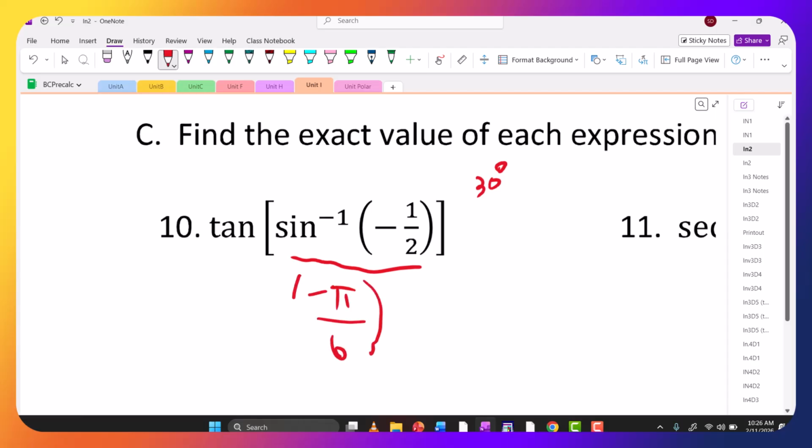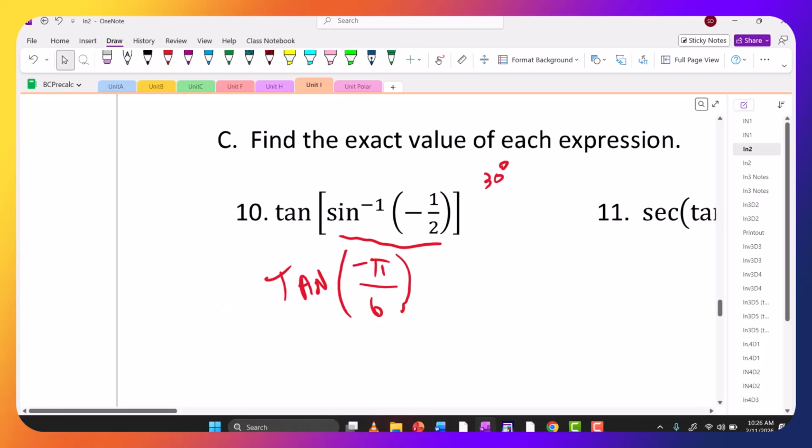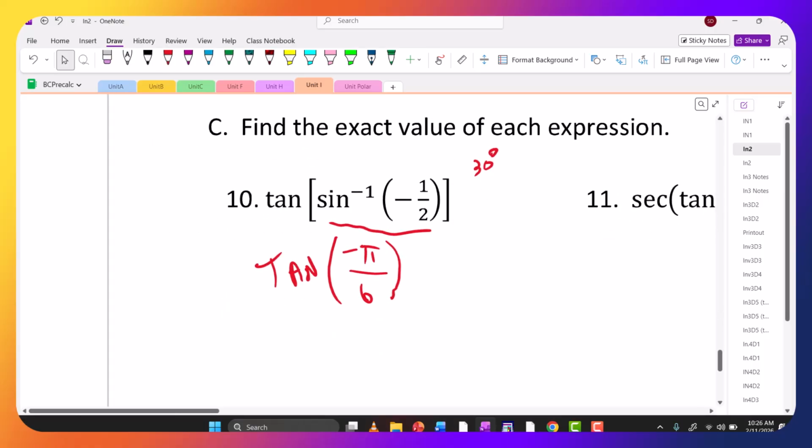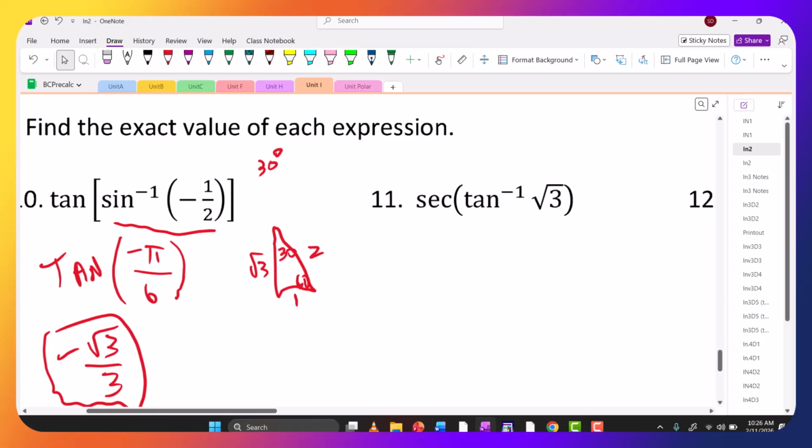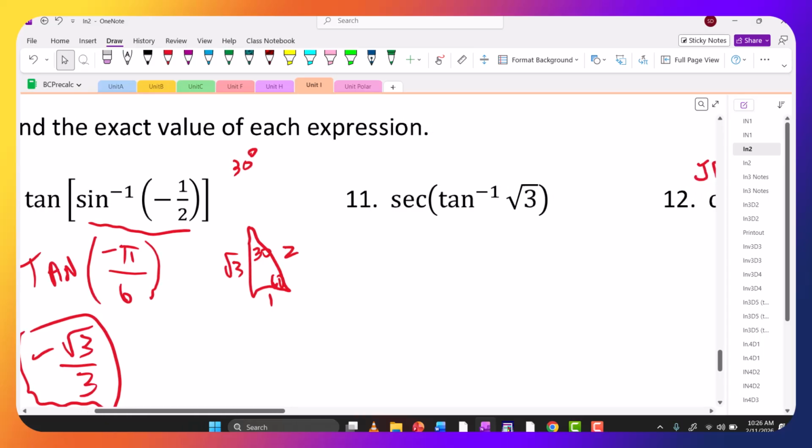Then we got to just turn around and tan this. Okay, you guys don't like tan. I know this is a 30, so I think triangles. So here's 30, which is 1. Here's 60. This is root 3. And then this is 2. So tan of 30 is 1 over root 3. That's why I know it's root 3 over 3. And it's in quadrant 4, so it's a negative. So that's back to just unit circle evaluation. That's that answer.